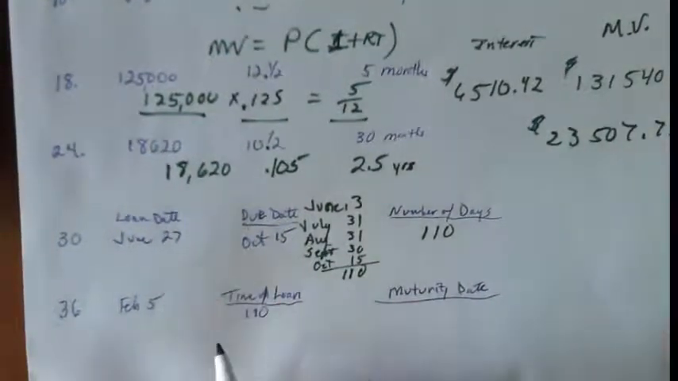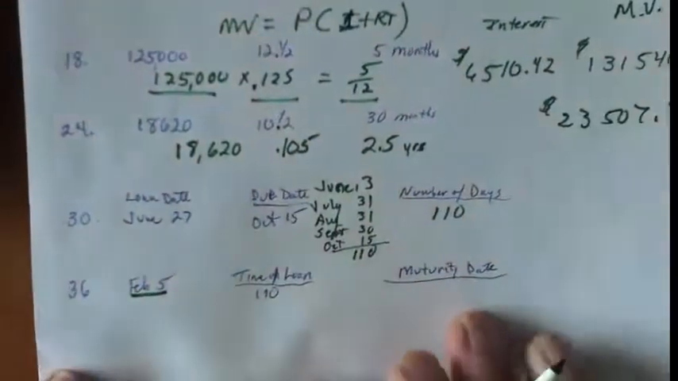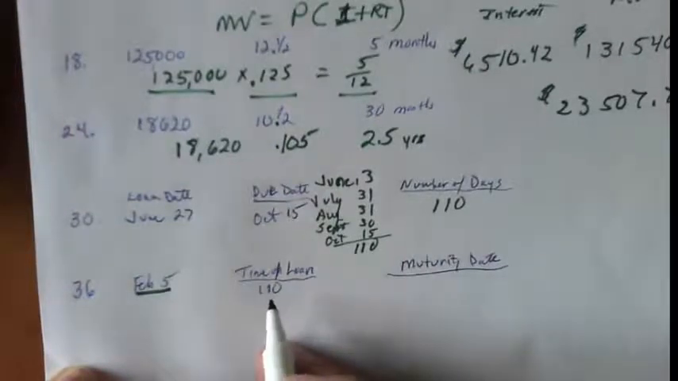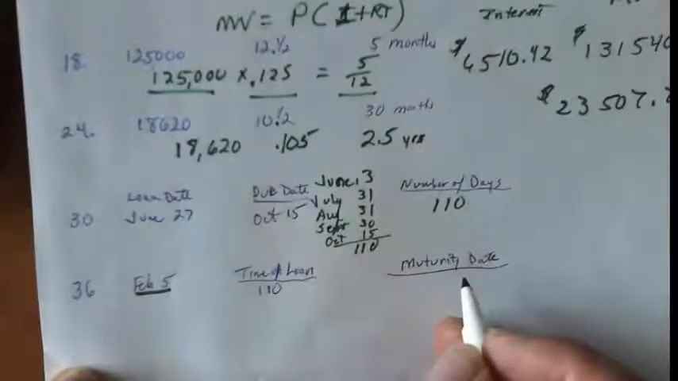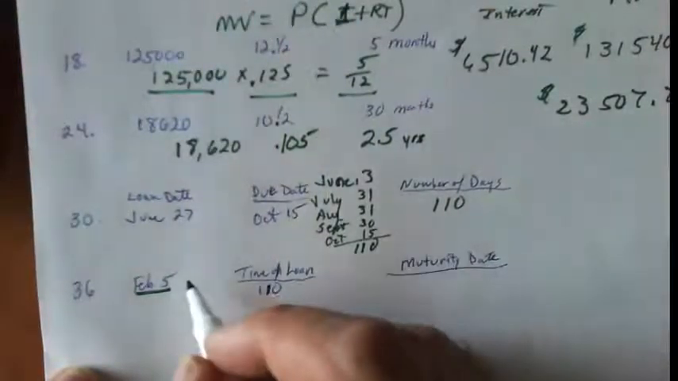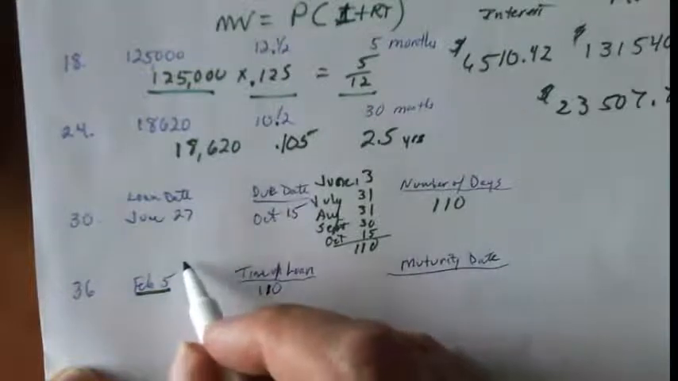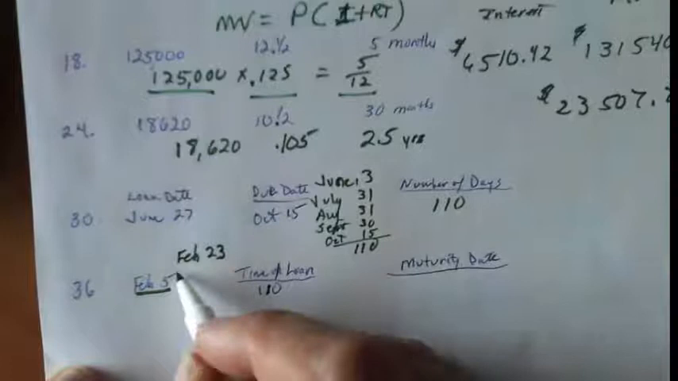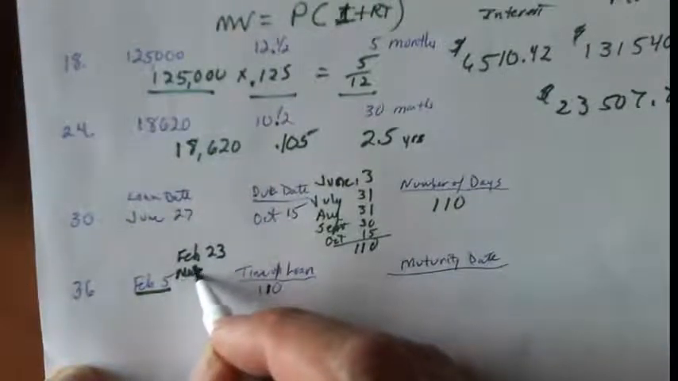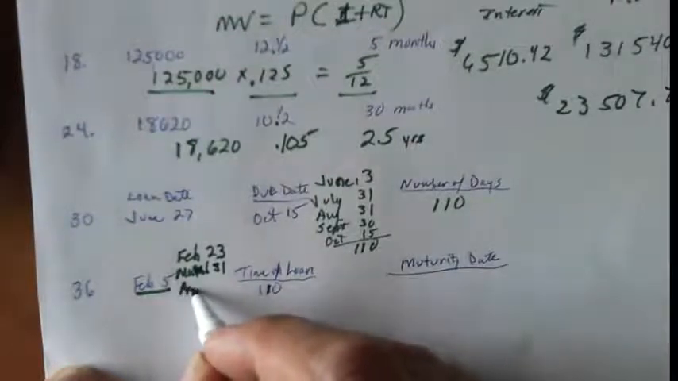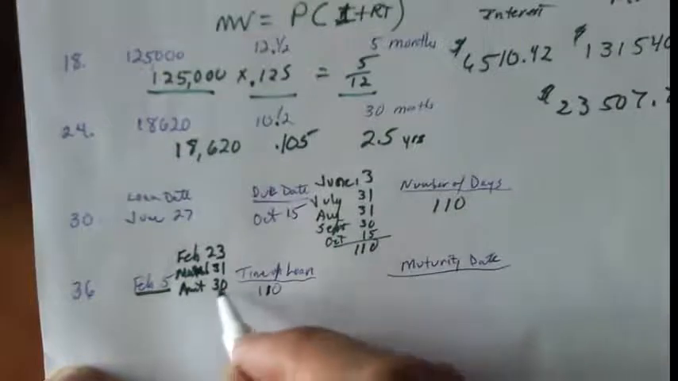So here they're doing it a little backwards for number 36. Loan date is the 5th of February. There's 110 days, and they're wanting to know what day is it due. So it's the same process here. We have to get up to 110. So February to the end of February is 28 days. We're not going to worry about leap years, so we're going to call February then 23 days. Well, March, there's 31 in March. Okay, April, there's 30.